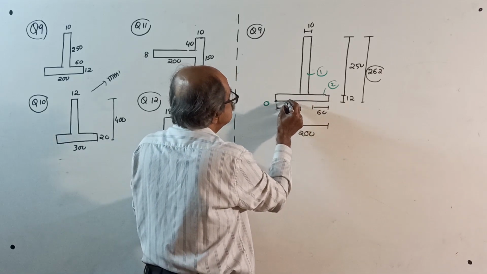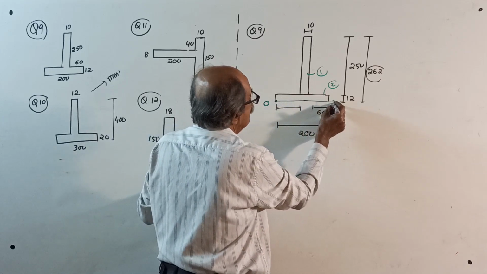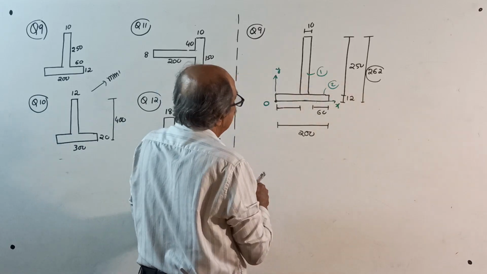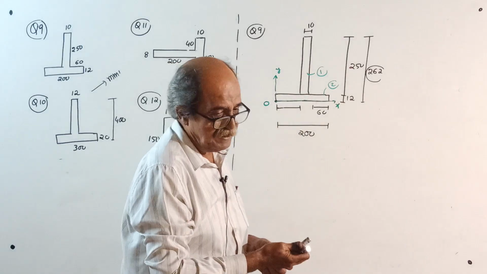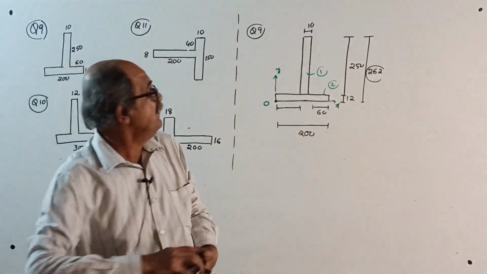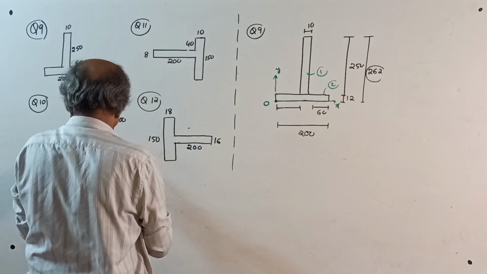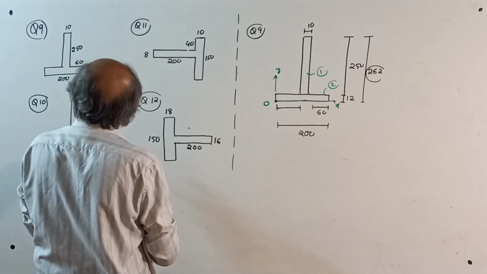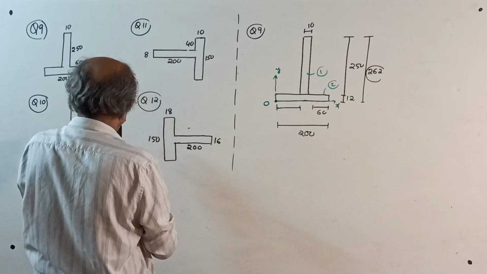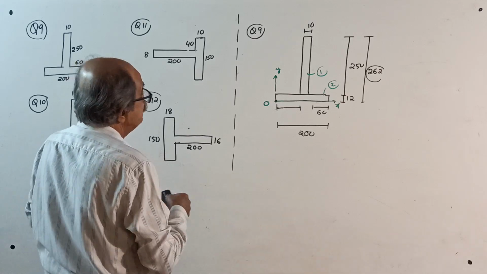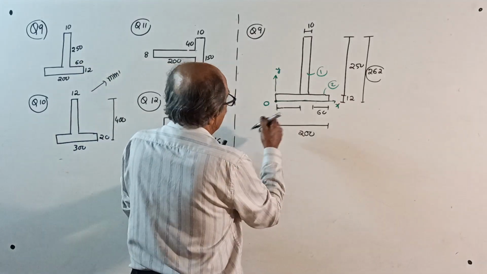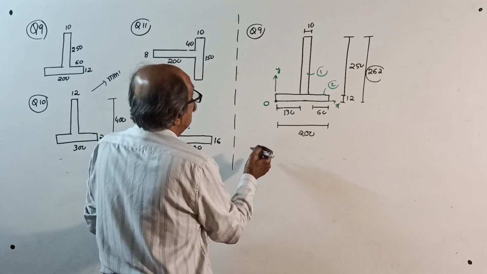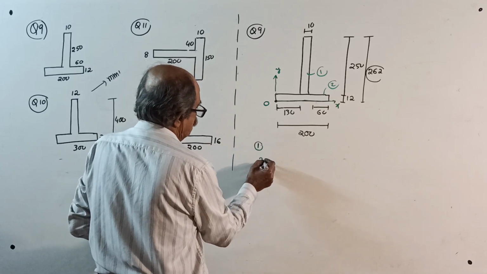Then this offset you require because you are doing x bar from here. O, x, y. Therefore, this offset you have to calculate. You calculate, that is from 200 subtract 60 and also subtract 10. That is 130. This is 130. Okay. Now, figure number 1, figure number 2.